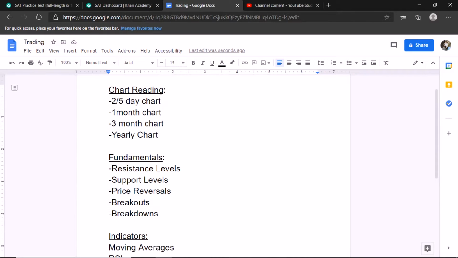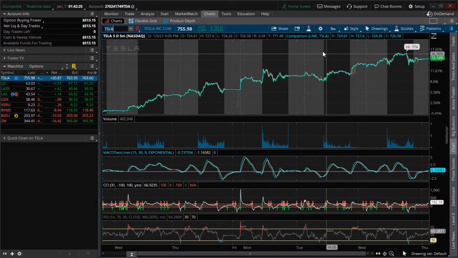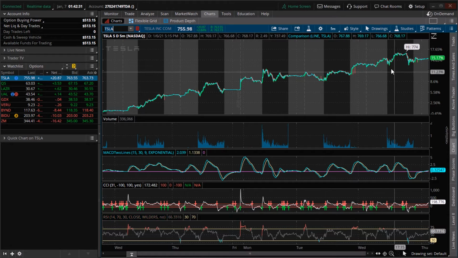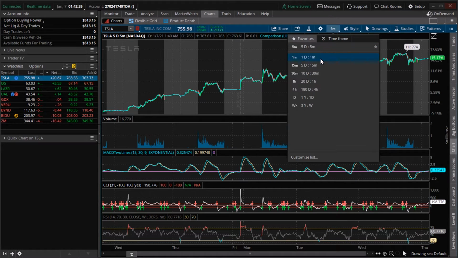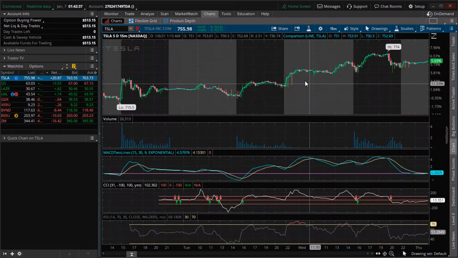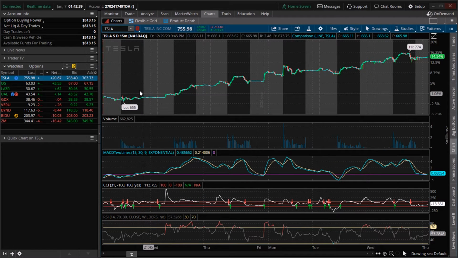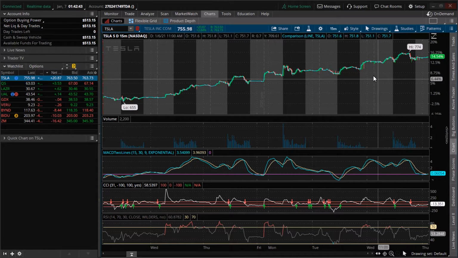So jumping in, chart reading. We've got day charts, monthly charts, and annual charts. You can do this on your mobile app, whatever application you're using to look at the price action on the chart. You can set the time frames. Right here, I have it on a 5-day chart. So this is the market hours, 5 days or 6, I guess.